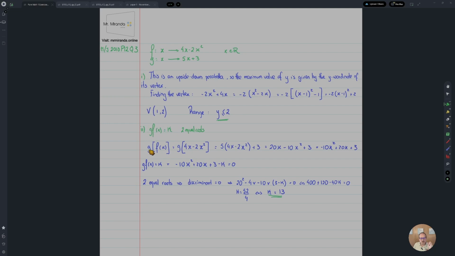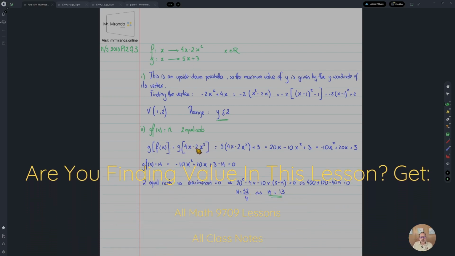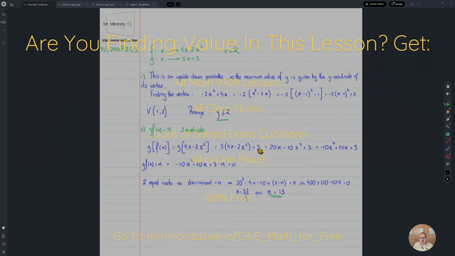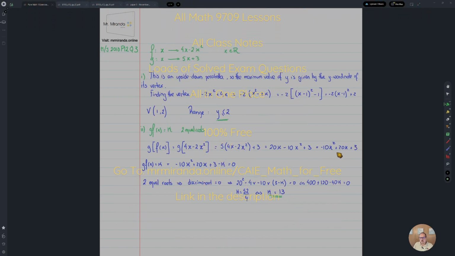So first of all, get the composite function g of f of x. G is 5x plus 3, but instead of x, you now have f of x. So you're going to write 4x minus 2x squared, where you used to have x. And now expand, and you have this expression. Now equal this to k, which is the same thing as bringing k to this side and equaling it to 0. And you want this parabola to have 2 equal roots.